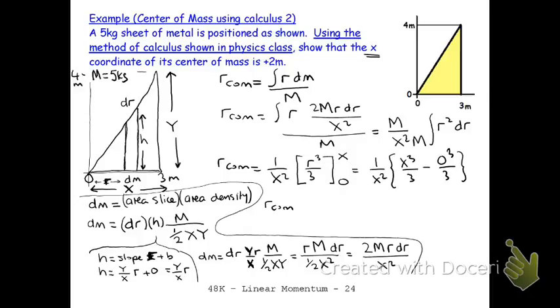Our center of mass is equal to, I lost a 2 somewhere. There was a 2 there. I'm so sorry about that. It's really annoying when that happens. I forgot to bring that 2 across. 2, which gives me 2 over 3x, which in this case is 2 over 3 times 3, which equals 2 meters.